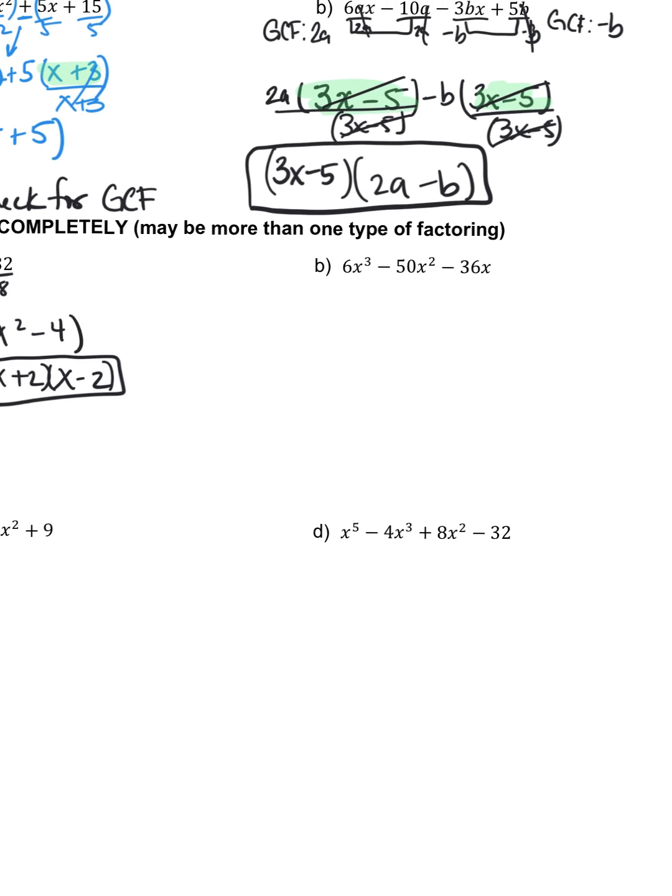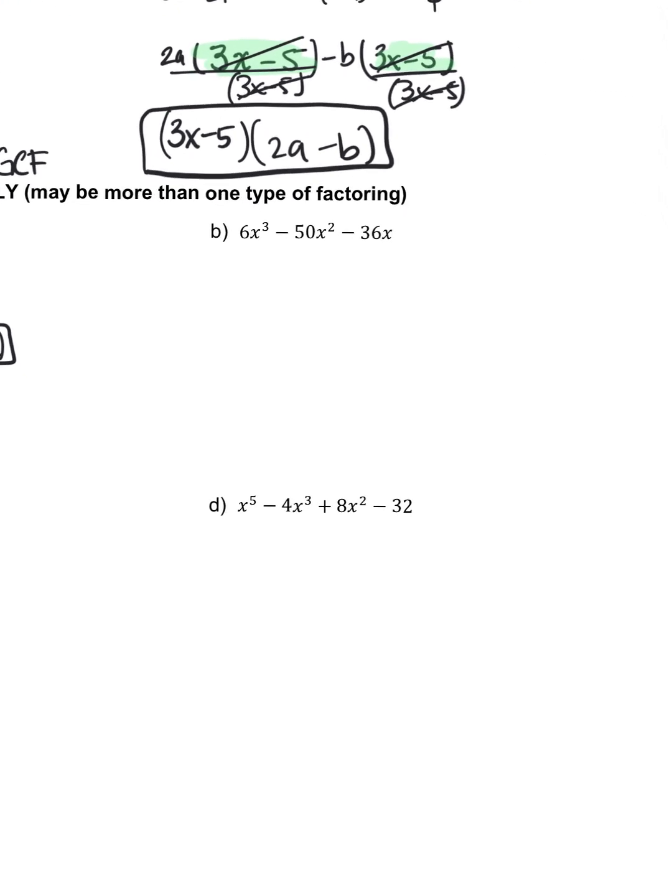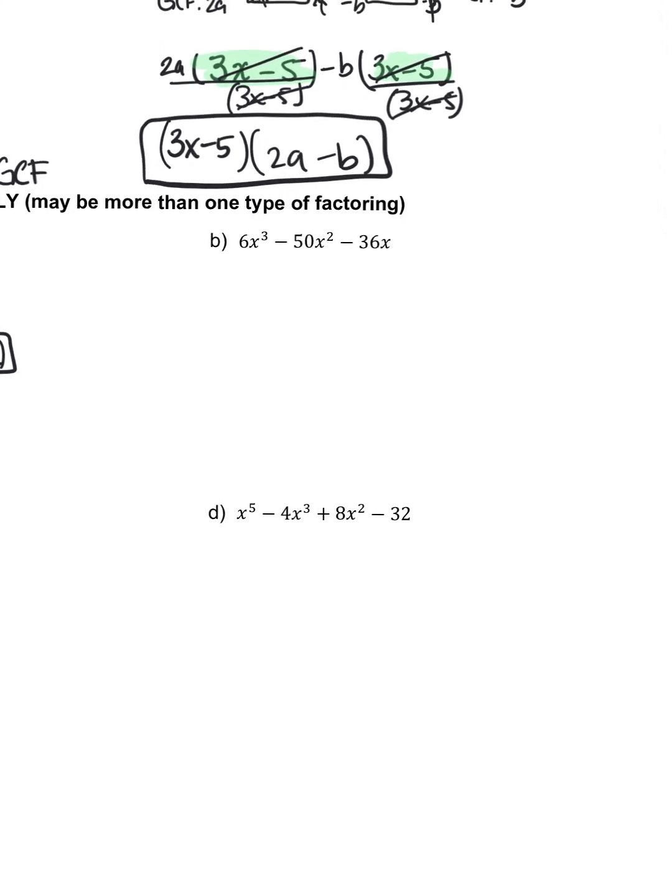Let's go to example B. Do I have a GCF? I do. If I look at all the numbers, I can divide all of those by 2. But I also can divide everything by an x.